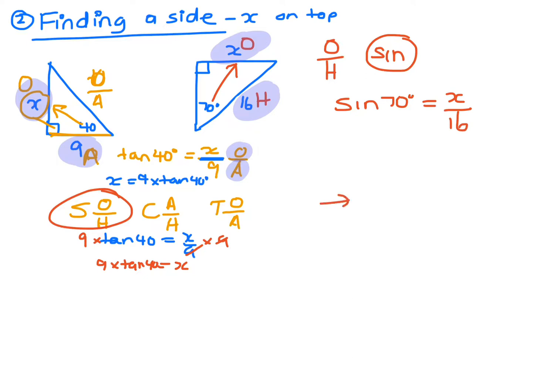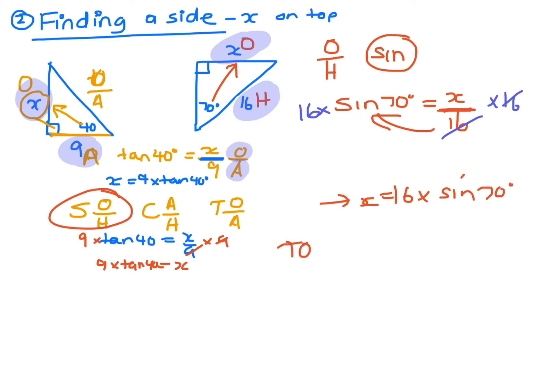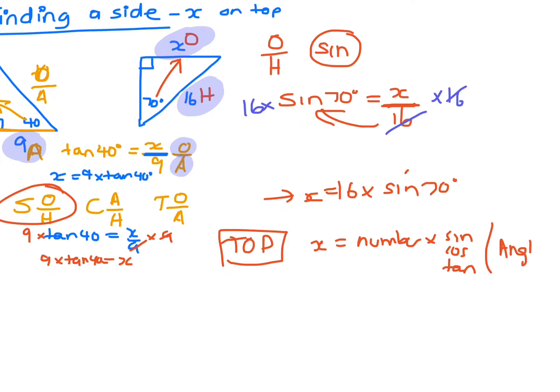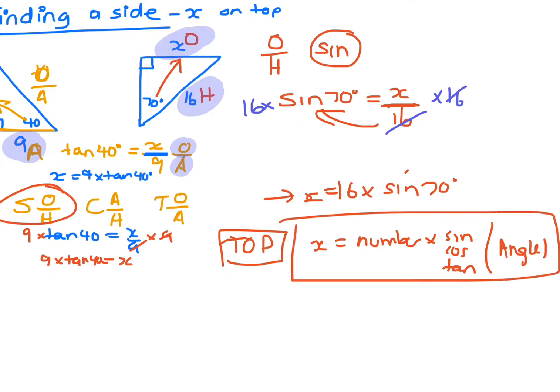So you could go straight into, because this is division, and if you times both sides by 16, then the 16s will actually go out. Okay, but you can also think about it, because it's division, if x is on top, you times. So if it's on top, then the x will be like the number times the sine, the cos, or the tan of whatever the angle is. That's basically what will happen.